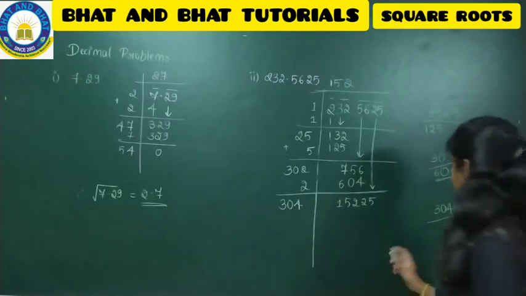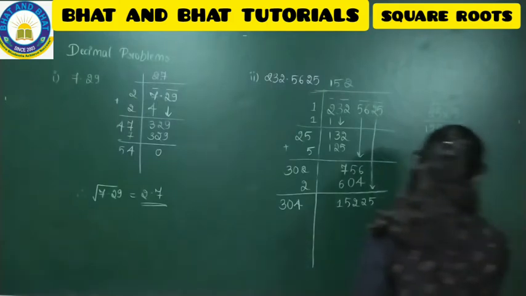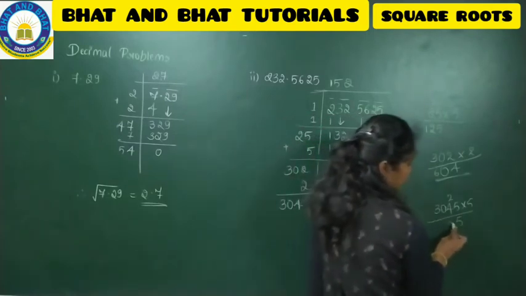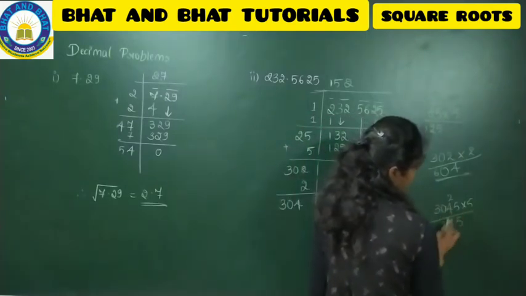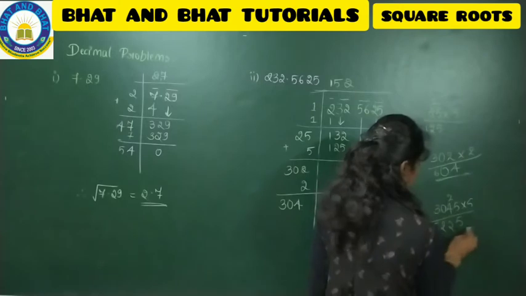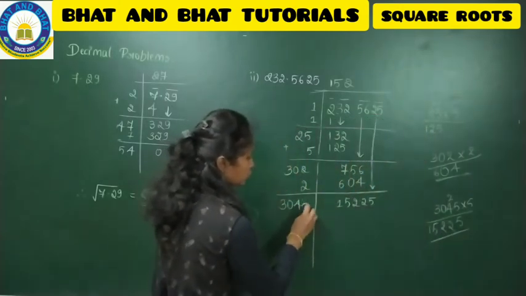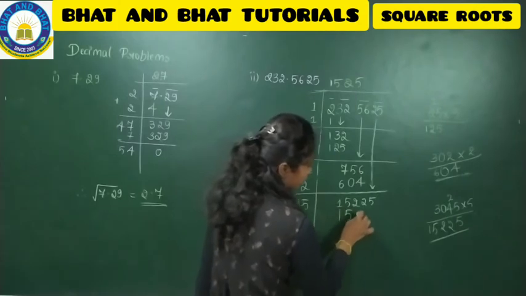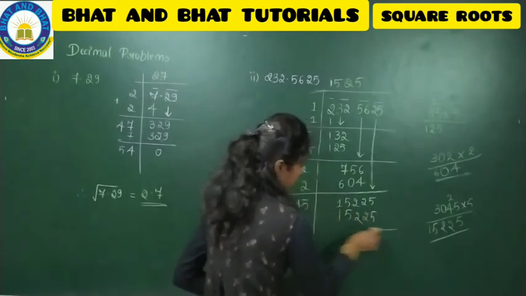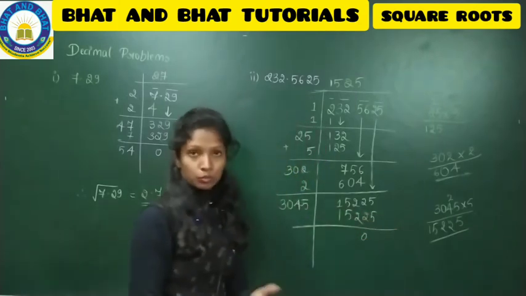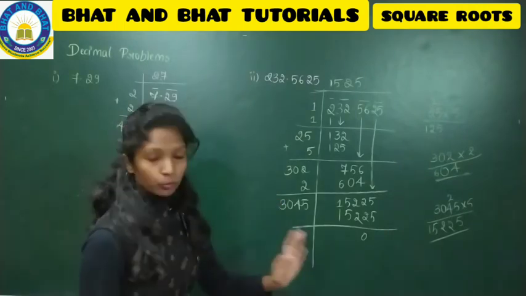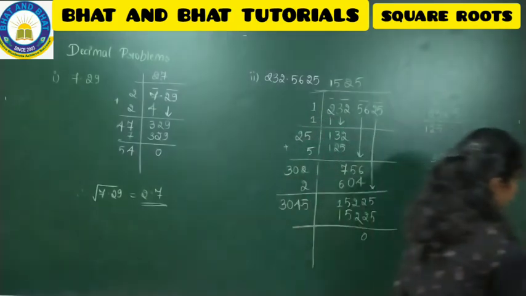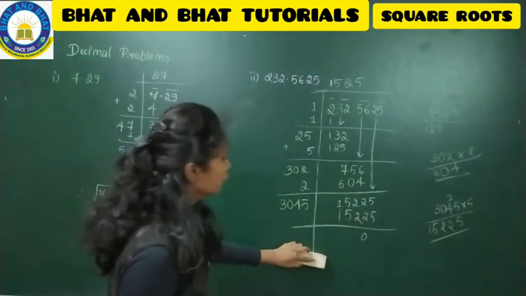5 5s are 25. 5, 2 should be carried out here. 5 4s are 20 plus 2, 22. 2, 5 3s are 15. So you got the answer right. So 3045s are 15225 and the remainder is 0. So this is how you will be doing the calculation. And what is the answer? You have got it here.